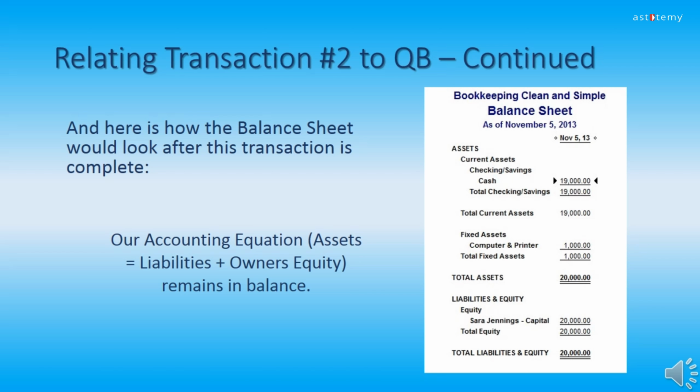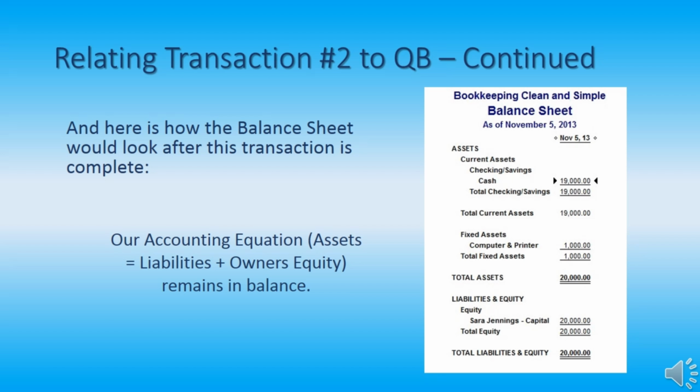Also note on the balance sheet that we have the assets separated out into current assets and fixed assets. Current assets are things like cash and accounts receivable that you can convert easily into cash if you need to liquidate. Fixed assets take a little bit longer. They're like buildings and equipment and things like that. At any rate, our assets still total $20,000.